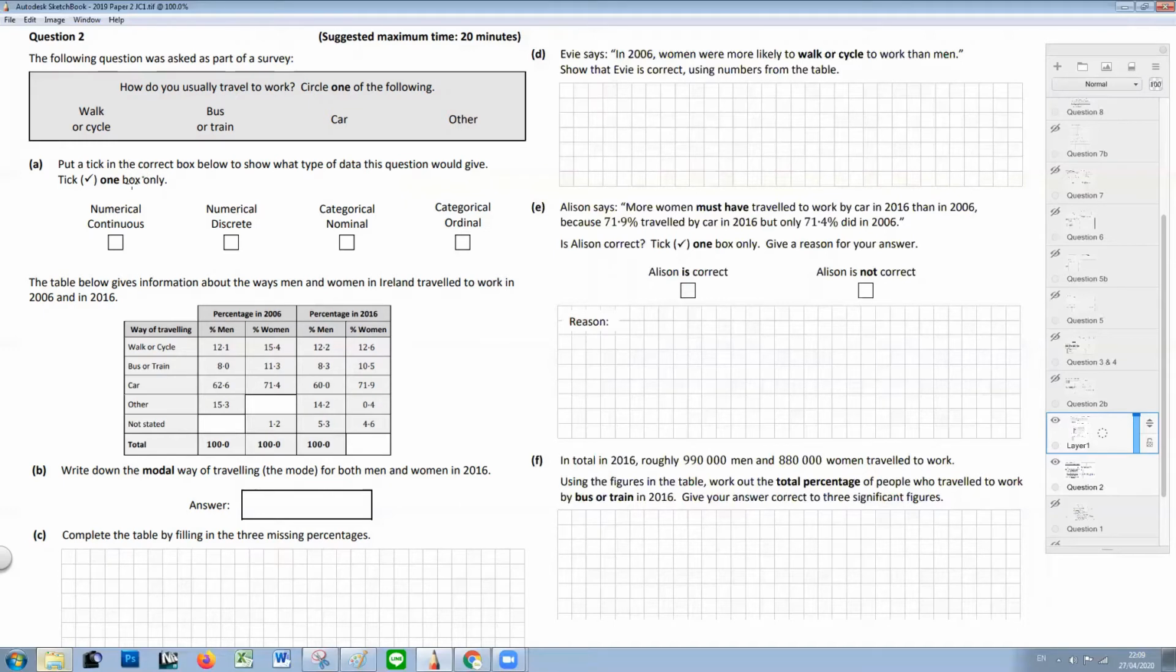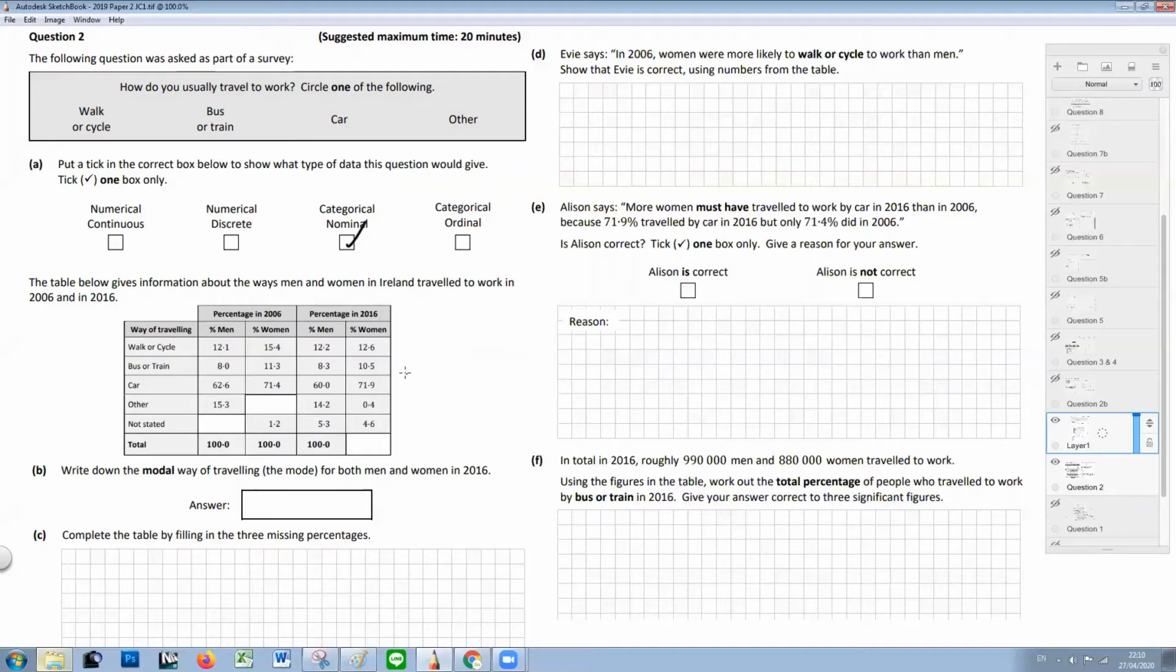Tick one box only. So numerical continuous and numerical discrete are not relevant here because numerical indicates numbers. So we're looking for either categorical nominal or categorical ordinal. It's important that you know what each of these means, but essentially your answer is going to be categorical nominal, because categorical ordinal in this instance would be in a range. So the cars were the most used, that might be your A answer, other might be your B answer, and that's giving them in the order. The categorical nominal is the answer you're looking for in this instance. So that's your answer.